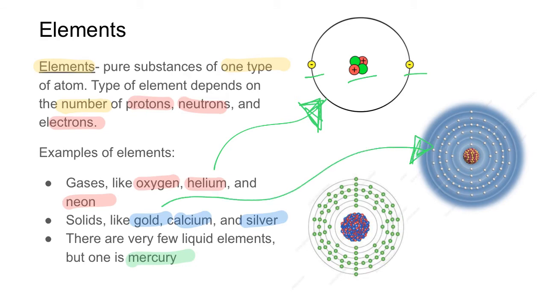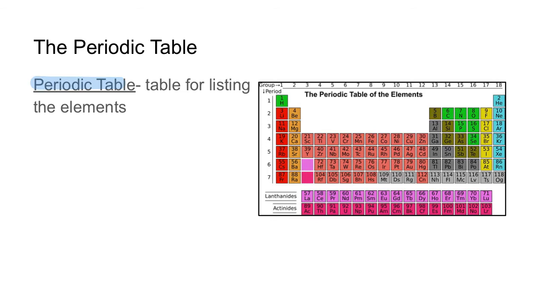Okay, you can see that the nucleus here looks a lot more crowded. You have way more protons and neutrons, and you have a bunch of electrons surrounding that in the orbitals. And then we have mercury here, right? So you can really see how the number of subatomic particles, protons, neutrons, and electrons, determines the type of substance that you have. Now, we use the periodic table to basically list out the elements that we know about.